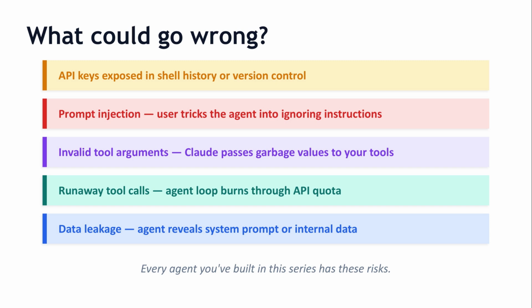Every agent we've built so far has security gaps. Your API keys are sitting in shell history and venv scripts. There's nothing stopping a user from typing, "Ignore all your instructions," and hoping Claude obeys. There's no validation on what Claude passes to your tools. It could send negative numbers, fake currency codes, or absurdly large values. And if the agent gets stuck in a loop, it could call your gold price API 100 times before you notice. Today, we fix all of these with 5 security layers.